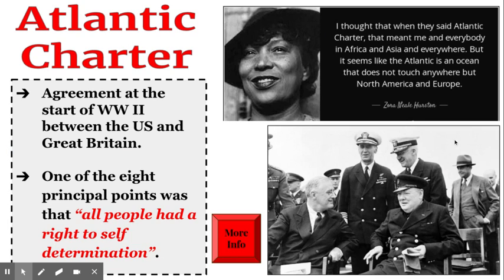So first of all, we begin these units by tying in past events. Before World War II, you see pictured there Winston Churchill and President Roosevelt. They had an agreement when America would enter the war, which became known as the Atlantic Charter or Atlantic Agreement. We're going to focus on that second bullet there. One of the 8 principal points was that all people had a right to self-determination. And all people, meaning people around the world, had a right to choose what type of government they would have.